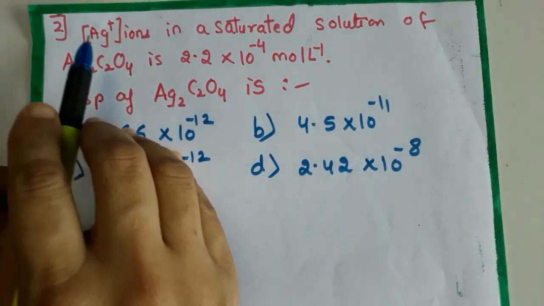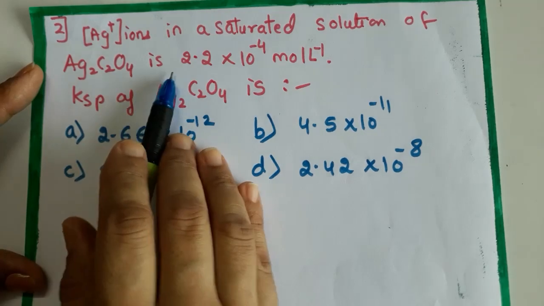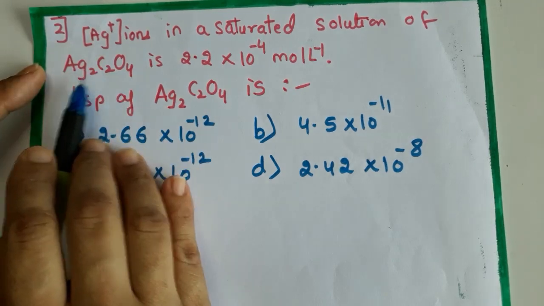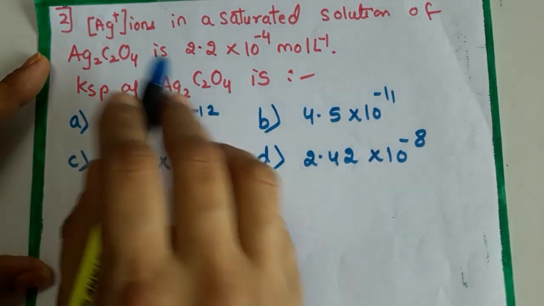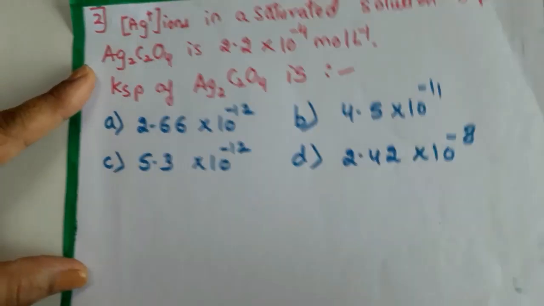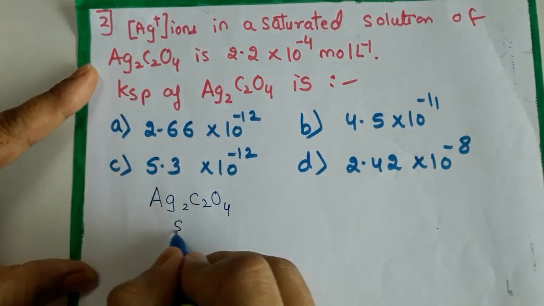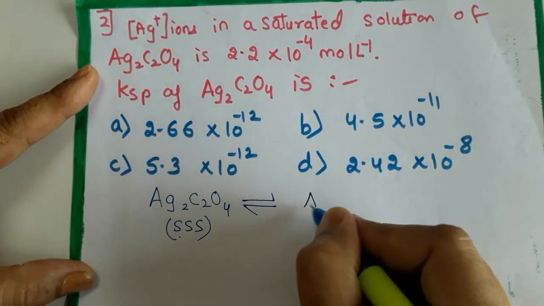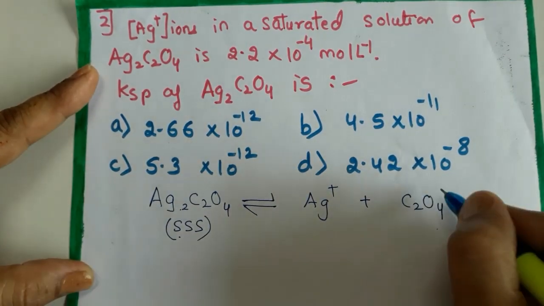Here we have another question: the Ag plus ion concentration in a saturated solution of silver chromate is 2.2 into 10 raised to minus 4. Now this is the concentration of Ag given in the solution of silver chromate. What is given? Concentration is given and they are asking for Ksp. So for the Ksp, we will first write the dissociation of this sparingly soluble salt. This is SSS, meaning sparingly soluble salt. So it dissociates partially to give Ag plus ion and CrO4, this 2 will come up as minus 2.